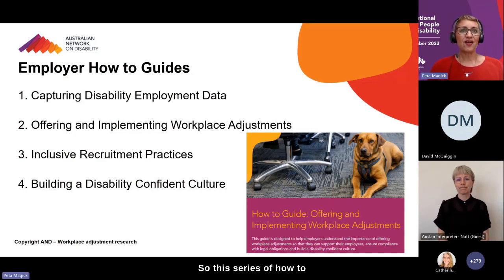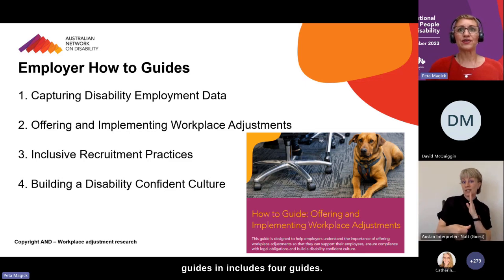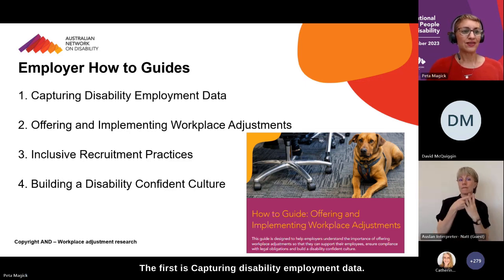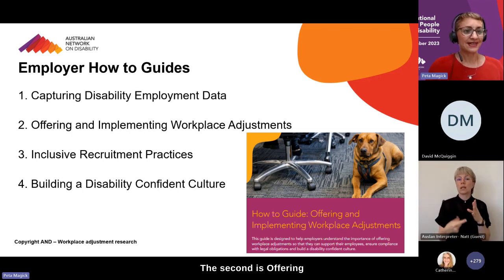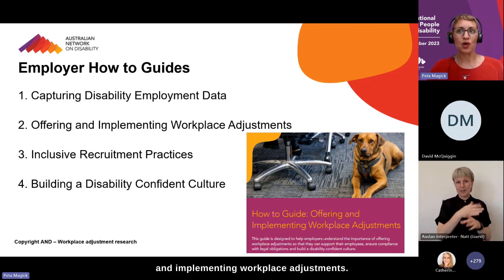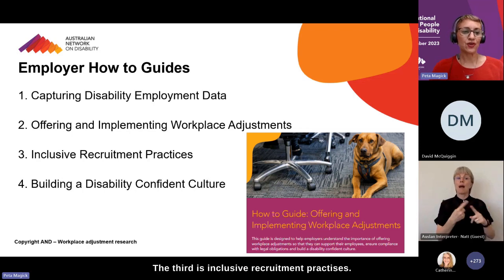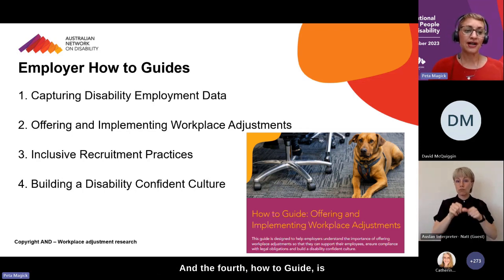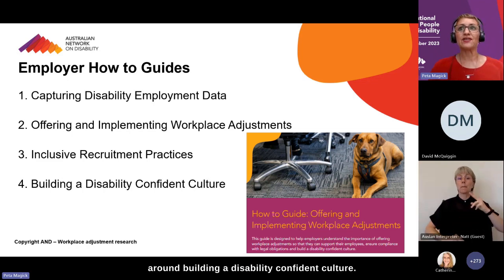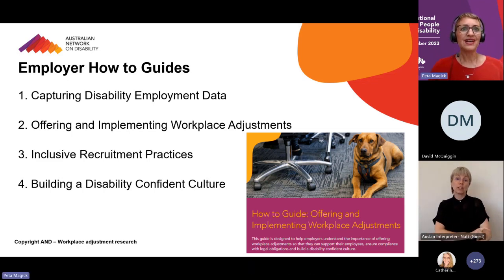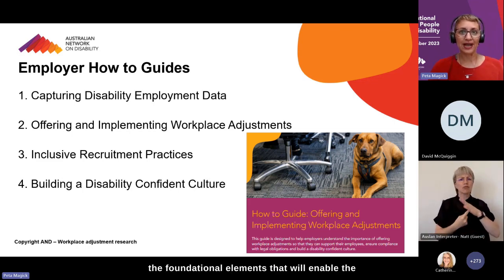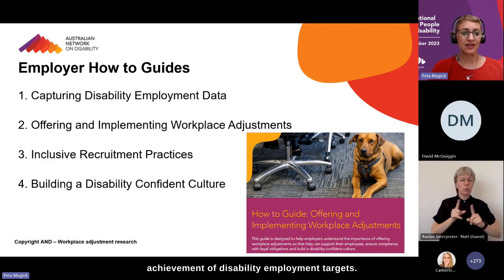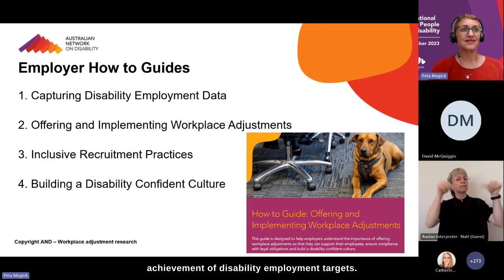So this series of how-to guides includes 4 guides. The first is capturing disability employment data. The second is offering and implementing workplace adjustments. The third is inclusive recruitment practices. And the 4th how-to guide is around building a disability confident culture. And they all include essential information on the foundational elements that will enable the achievement of disability employment targets.